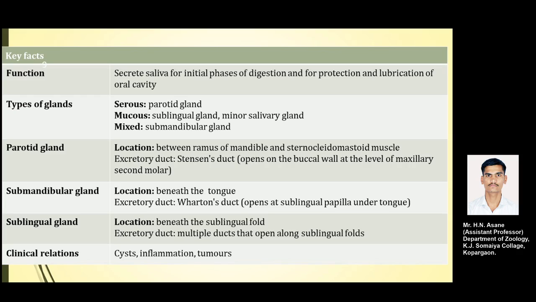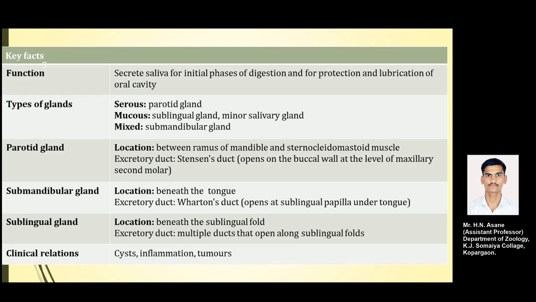Then the types of the gland: there are three types of the gland. The first will be serous, mucus and a mixed type. Okay, so the serous gland is the parotid gland. The mucus secretions are secreted by the sublingual gland and minor salivary glands. And the mixed type of gland will be the submandibular gland.